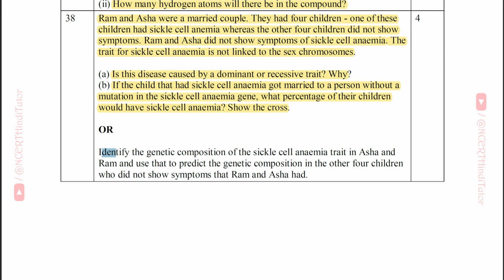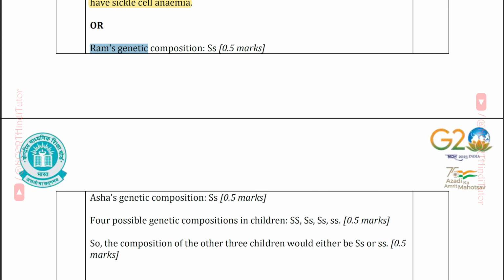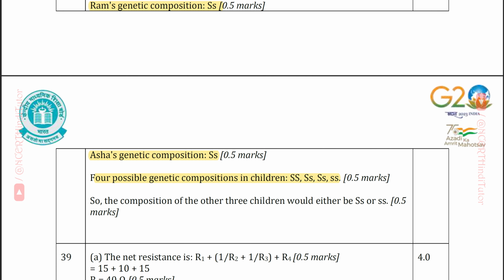Or identify the genetic composition of the sickle cell anemia trait in Asha and Ram and use that to predict the genetic composition in the other 4 children who did not show symptoms that Ram and Asha had. Answer: Ram's genetic composition Ss, Asha's genetic composition Ss. 4 possible genetic compositions in children are these. So the composition of the other 3 children would either be this or this.